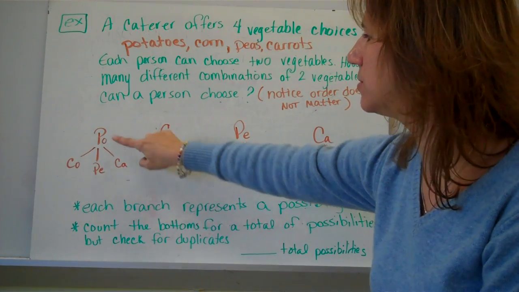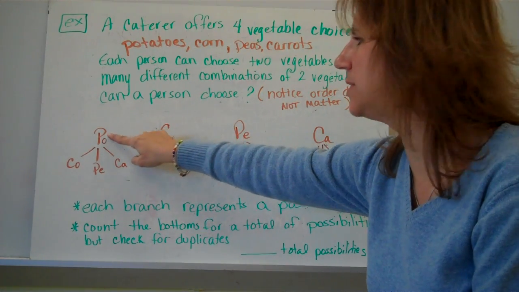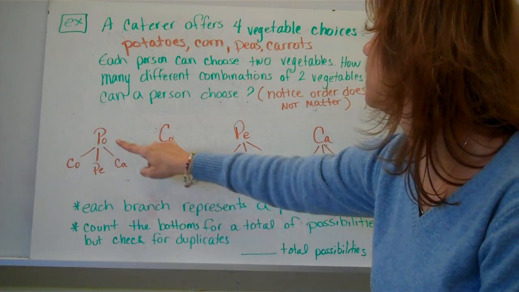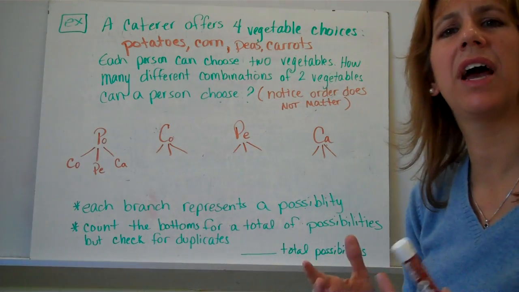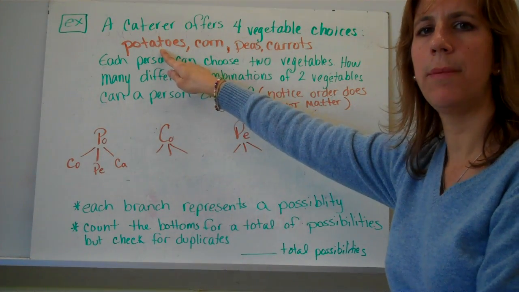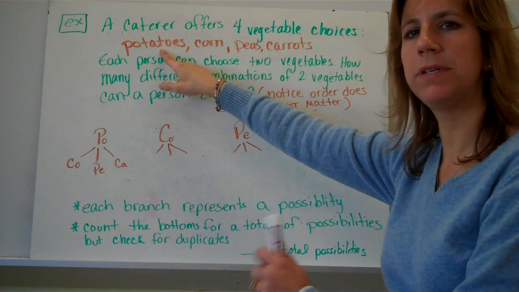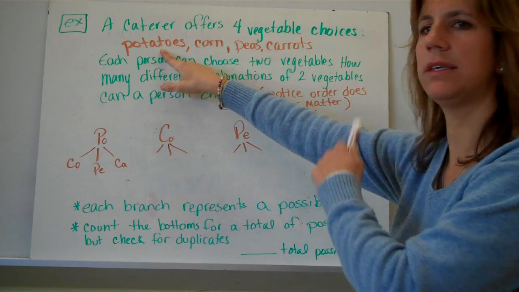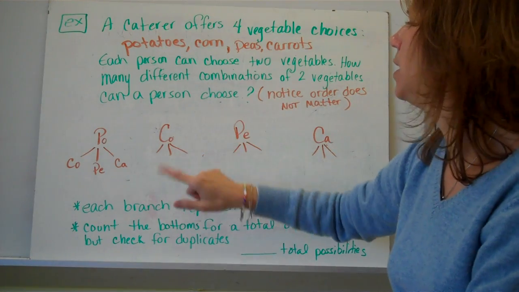Here I've done my potatoes. Let's say you choose potatoes. You could do potatoes with corn, or potatoes with peas, or potatoes with carrots. It's real important that you keep yourself organized. I'm going to hold my finger there. I need to pair up the potatoes with each one of those other items. Corn, peas, carrots.